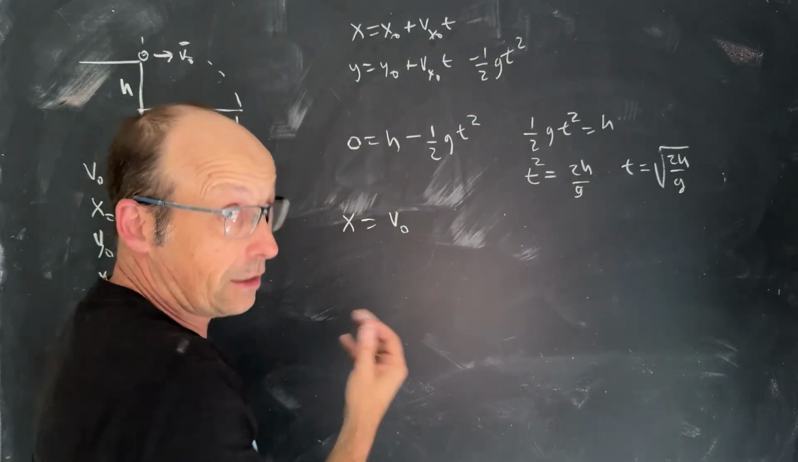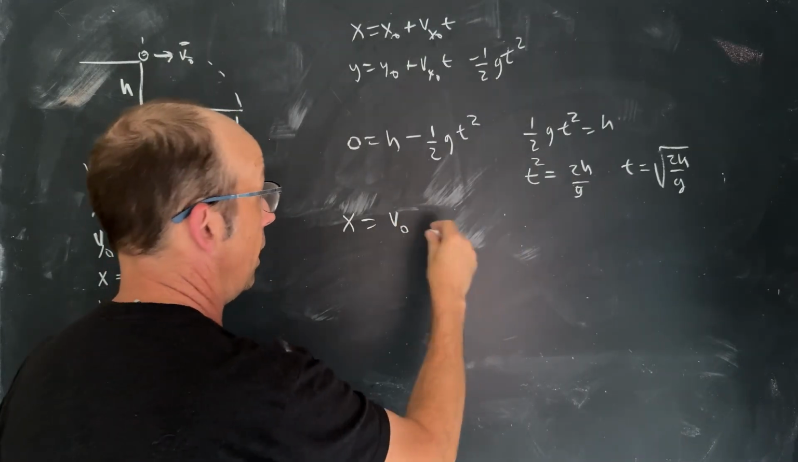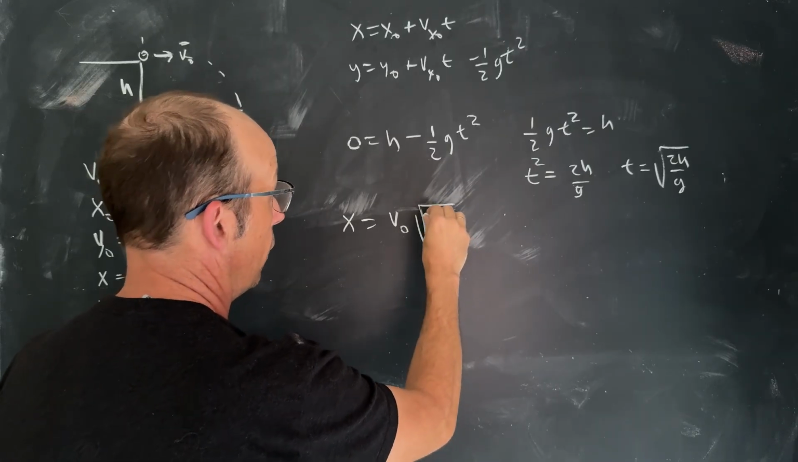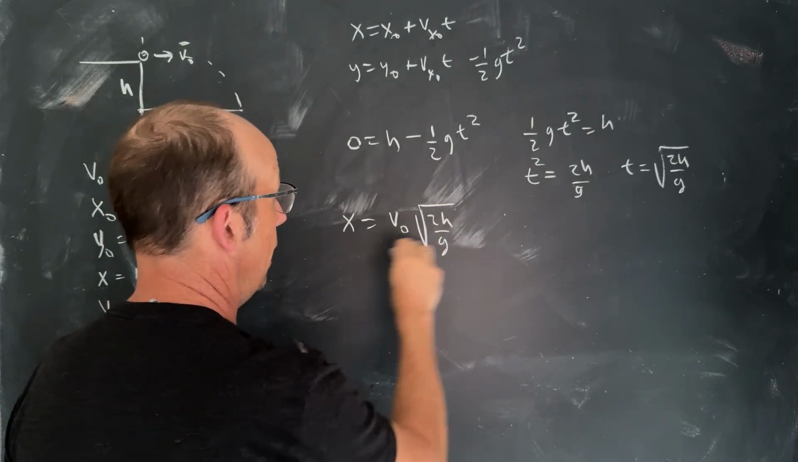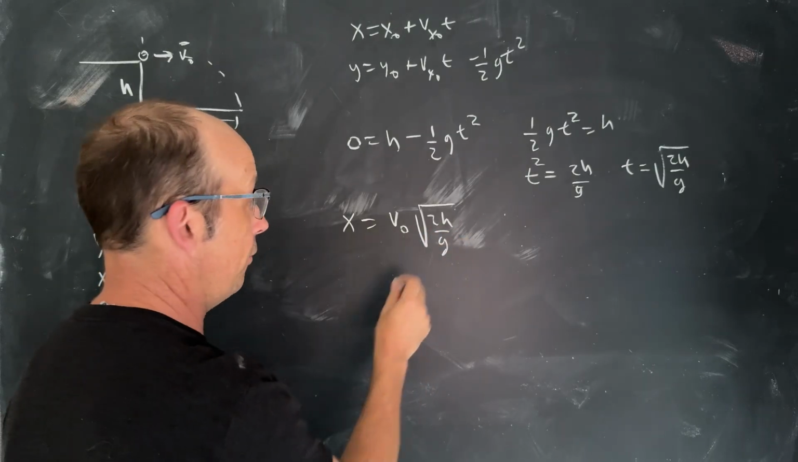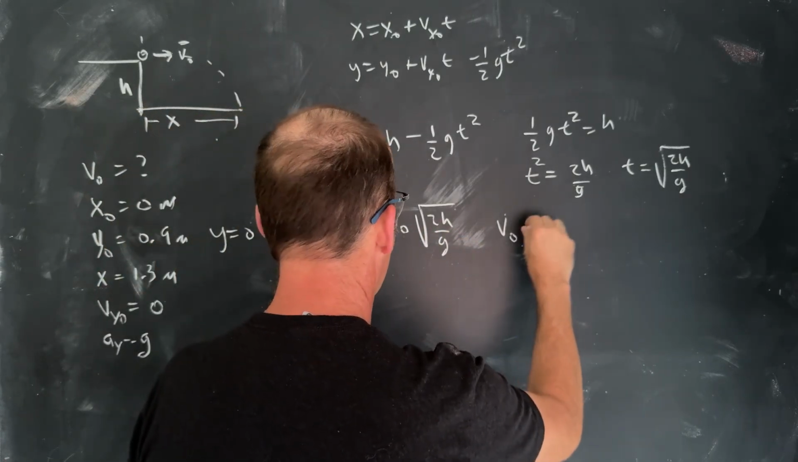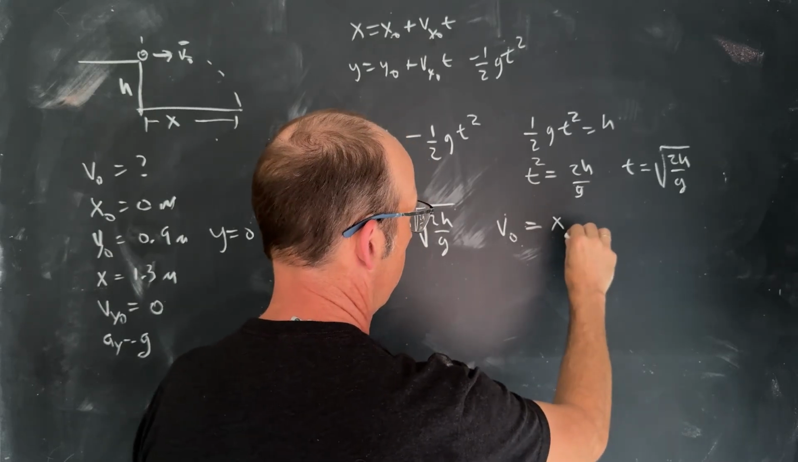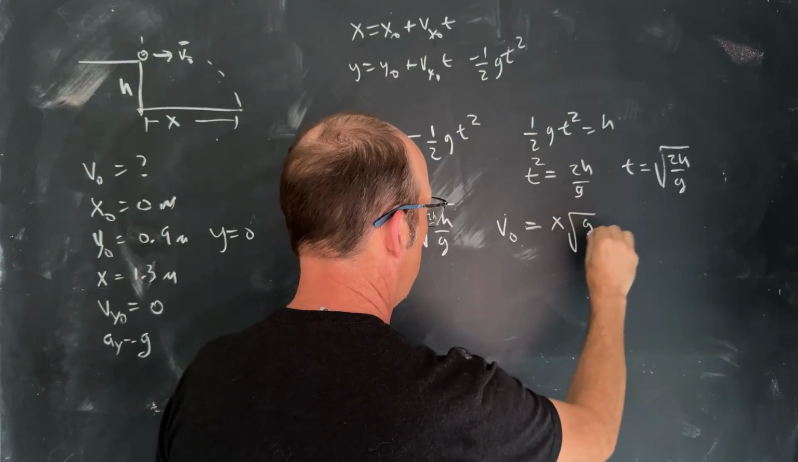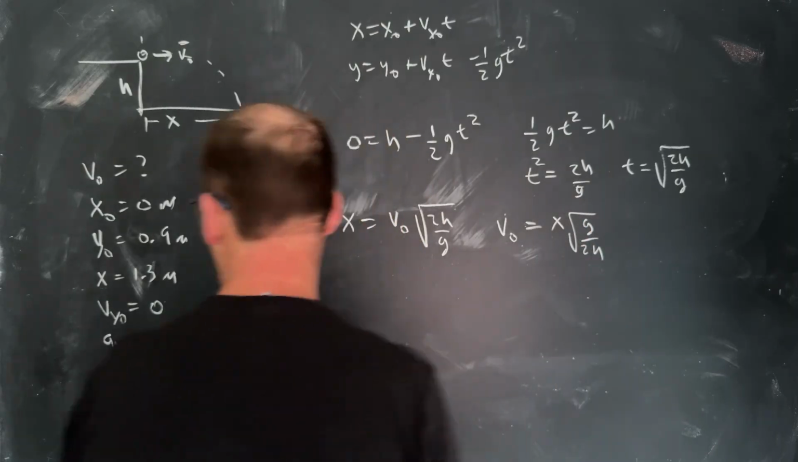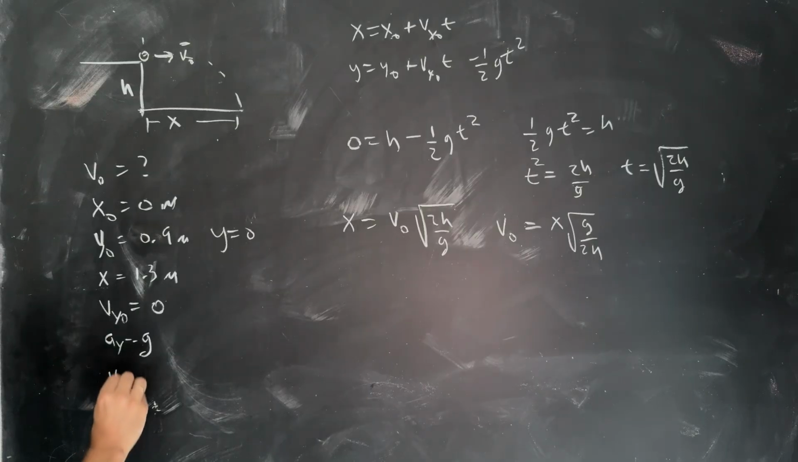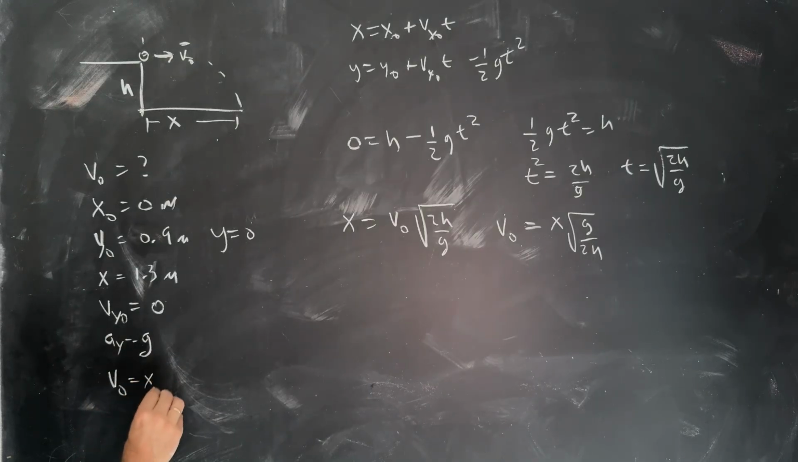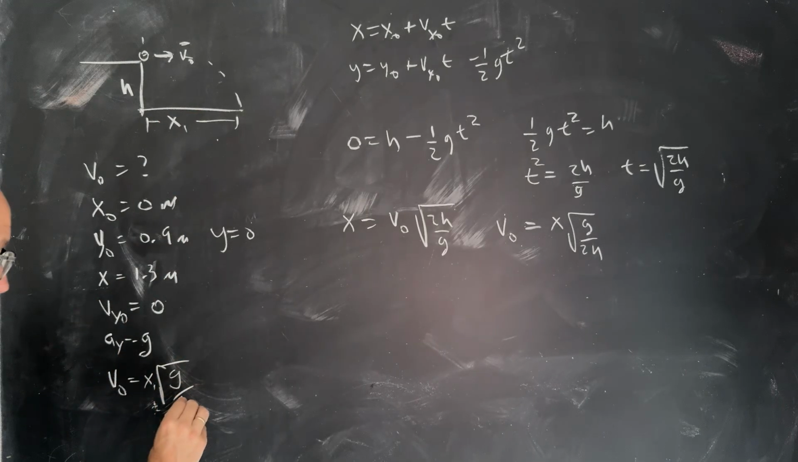v0, I'm just going to call it v, because that's the total velocity, is v0 times this time, square root of 2h over g. Now I want to solve for v0, so I can divide both sides by this, and I get v0 is going to be equal to x final times the square root of g over 2h. Let's put that over here. v0 is x1, I'm going to call it x1, because we're going to use another x, times the square root of g over 2h.